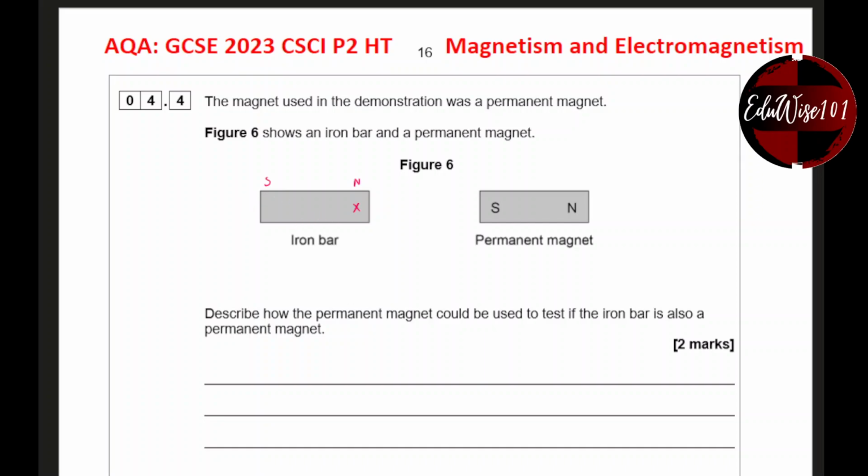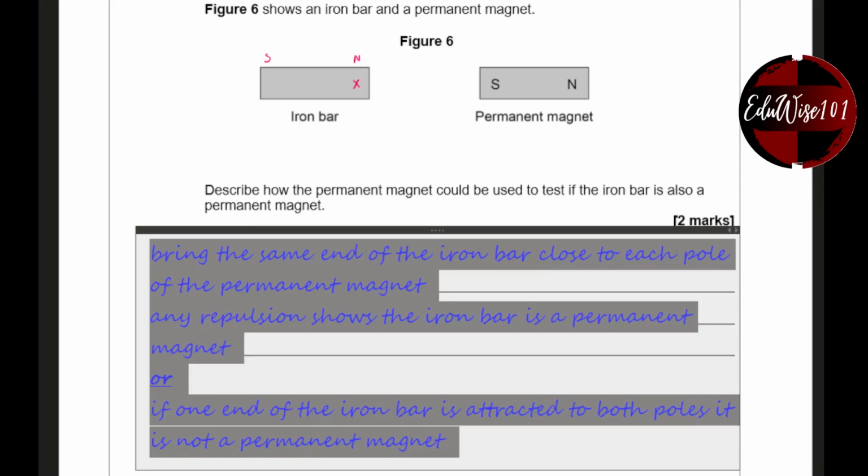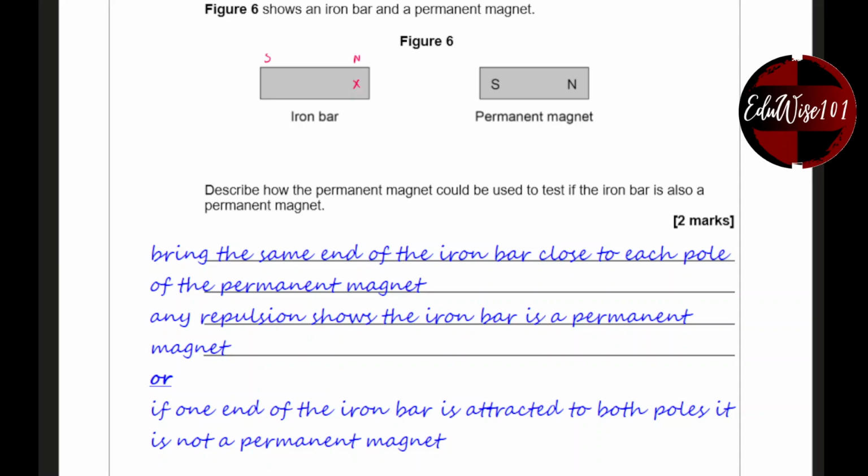So how do we write the answer for this? Bring the same end of the iron bar close to each pole of the permanent magnet. Any repulsion shows the iron bar is a permanent magnet. Or you could say, if one end of the iron bar is attracted to both ends, both poles, it is not a permanent magnet.